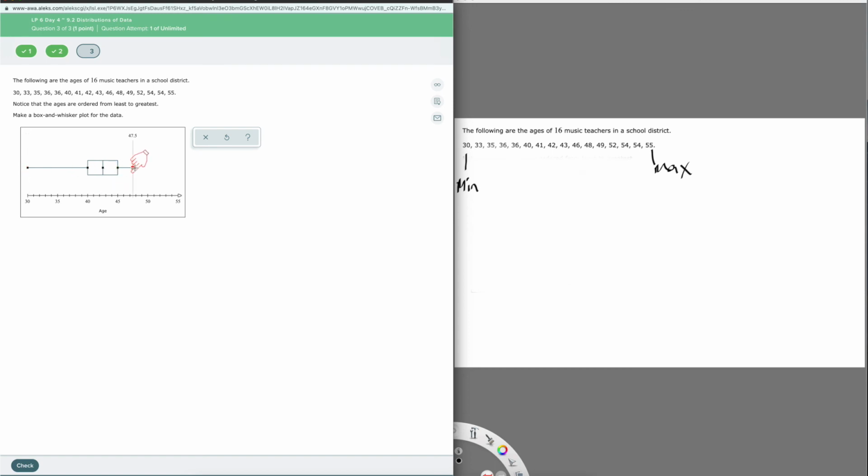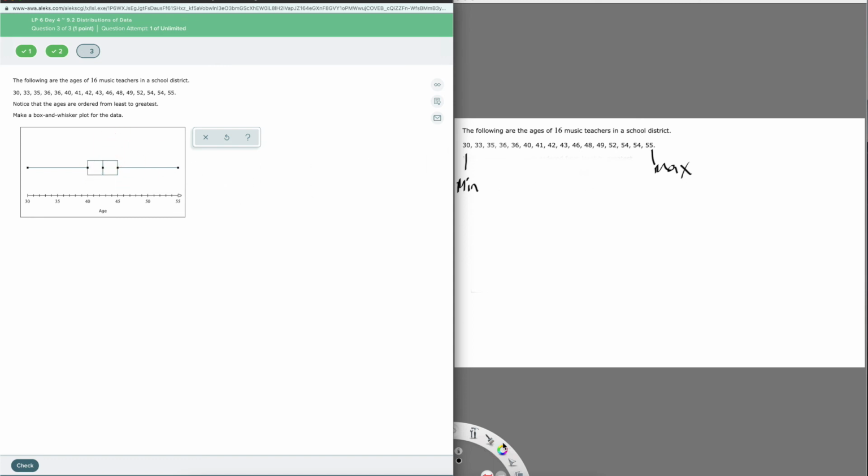My maximum, which is going to be my other whisker, is 55. So I'm using the entire graph here. I'm going from one side all the way to the other. Now we need to find the numbers in the middle here so I can move them.